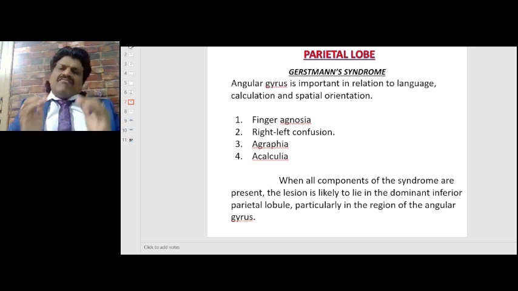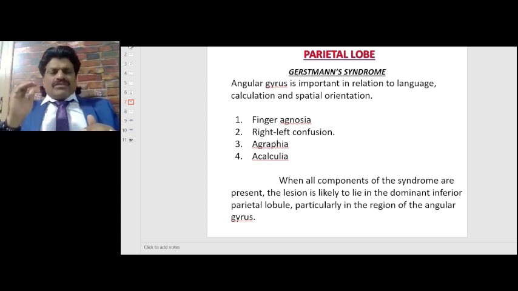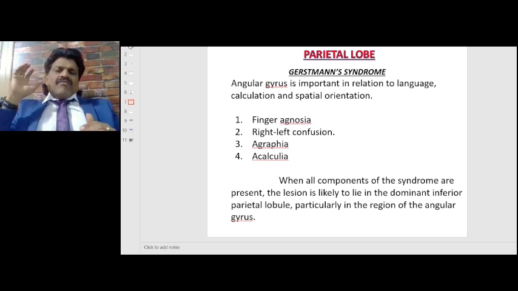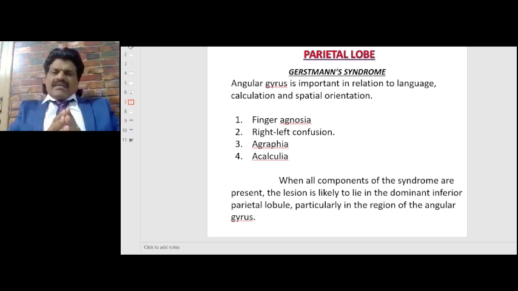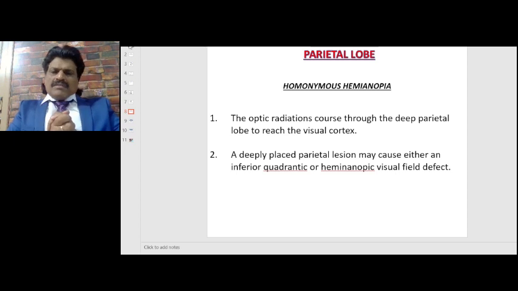So alexia without agraphia is seen in left posterior cerebral artery lesion involving left occipital cortex and the splenium of the corpus callosum, but alexia with agraphia, that is difficulty in reading and difficulty in writing, are seen and they are part of the Gerstmann syndrome. The other components being finger agnosia, right-left confusion, acalculia and agraphia with alexia.